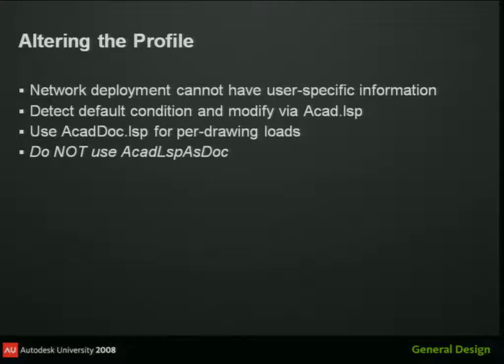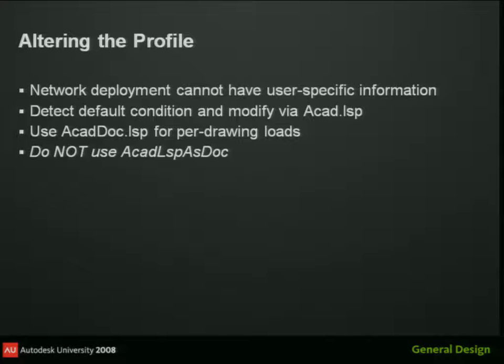So I mentioned not to use the system variable Acad Lisp as doc. This was a kludge that, in my opinion, should have never been introduced in AutoCAD 2000. But it allows a CAD manager to tell AutoCAD that Acad.lsp should act just like Acad.doc. In other words, Acad Lisp is going to load with every drawing. Now, the reason why it's a kludge is because how hard is it to copy the file and rename it to Acad.doc? Well, it's really 10 seconds and you've got Acad and Acad.doc.